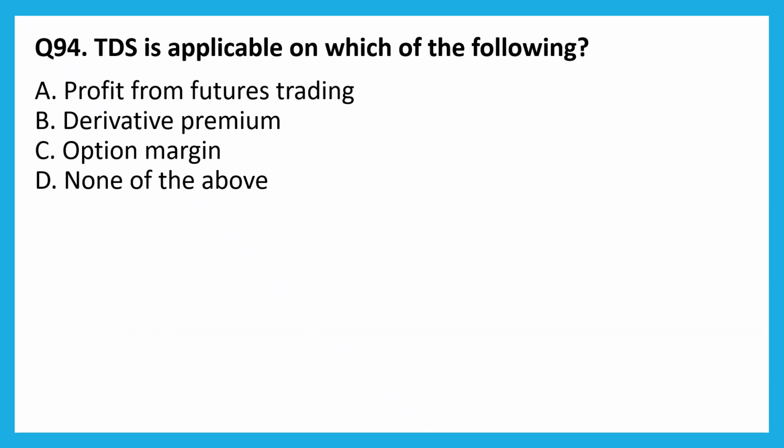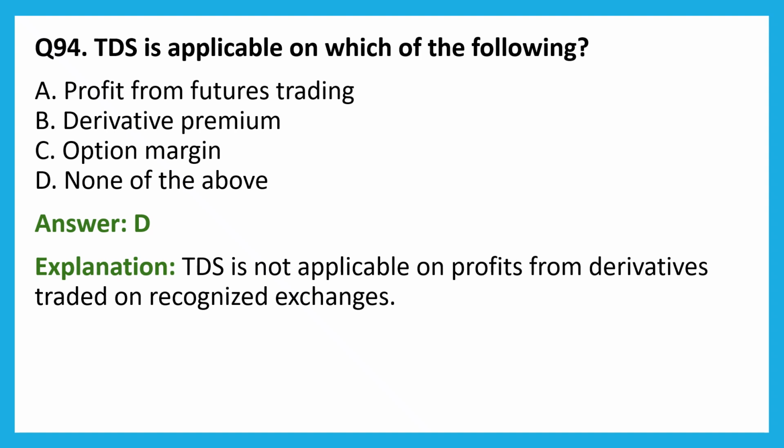Next question. TDS is applicable on which of the following? Option A profit from futures trading, option B derivative premium, option C option margin and option D none of the above. Correct answer is option D none of the above. TDS is not applicable on profits from derivatives traded on recognized exchanges.